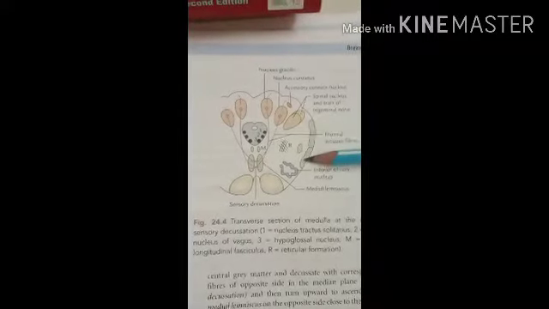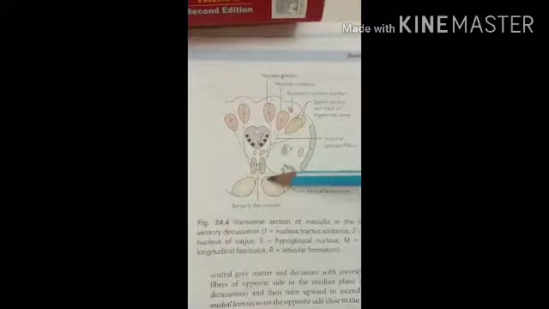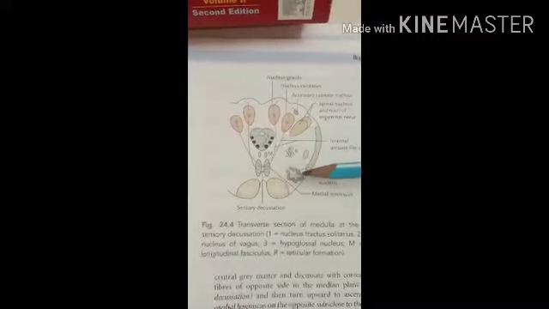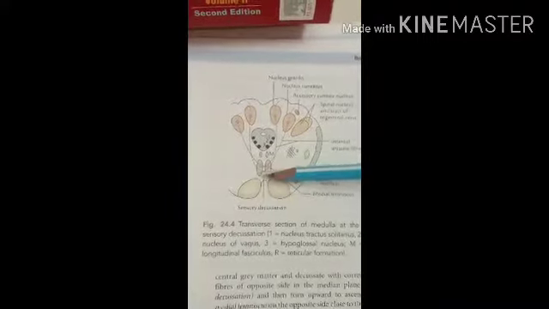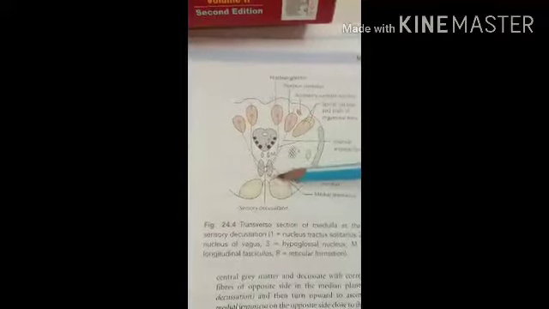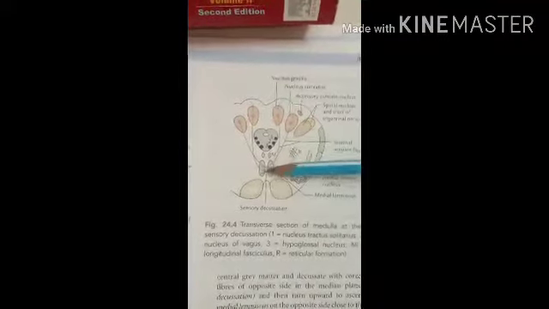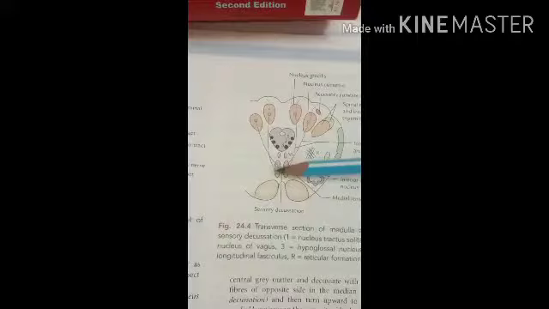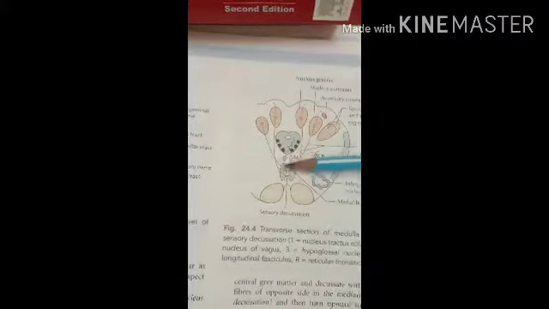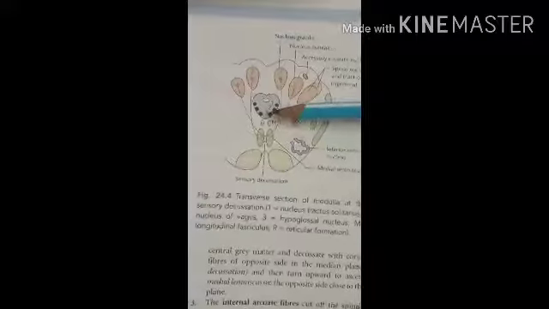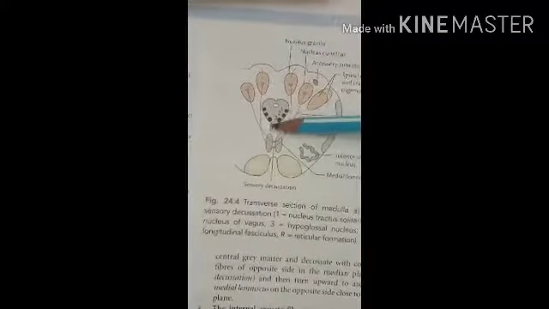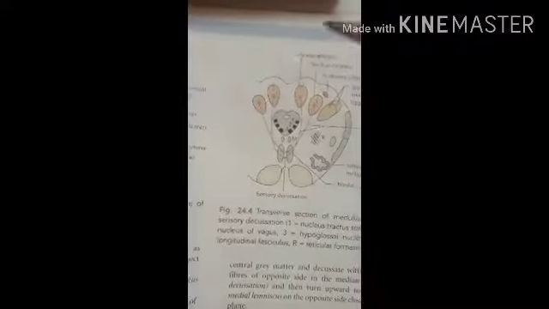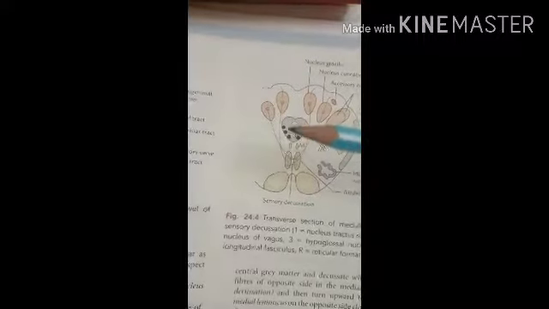Anteriorly, the two pyramids are present, this one. The lateral and the anterior spinothalamic tracts are very close to each other, and collectively they form the spinal lemniscus. So this one. And posterior to the spinal lemniscus, the medial longitudinal bundle is present. So these are the structures present in the TS of medulla at the level of sensory decussation.